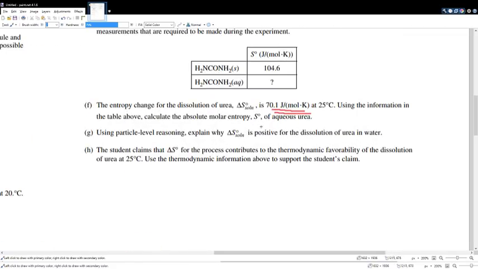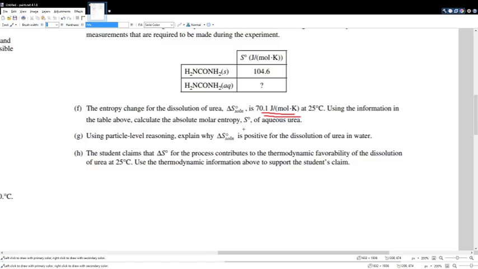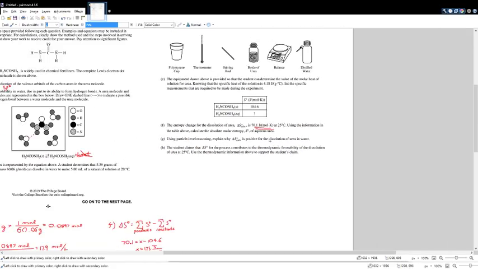Delta S is positive because delta S is final entropy minus initial entropy, and final entropy is greater than initial entropy, so delta S is going to be positive. And that should be good. Just make sure you actually include the particle level reasoning that the particles in the aqueous solution are more free to move around than in the solid compound form.